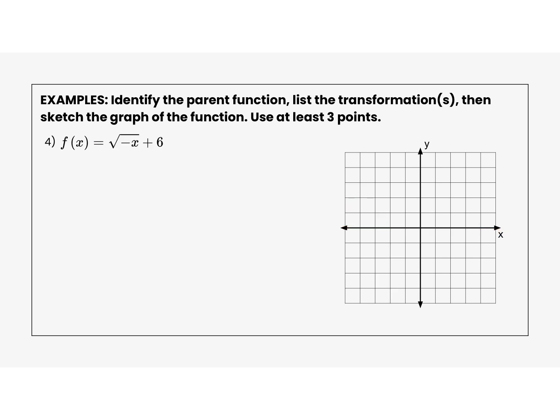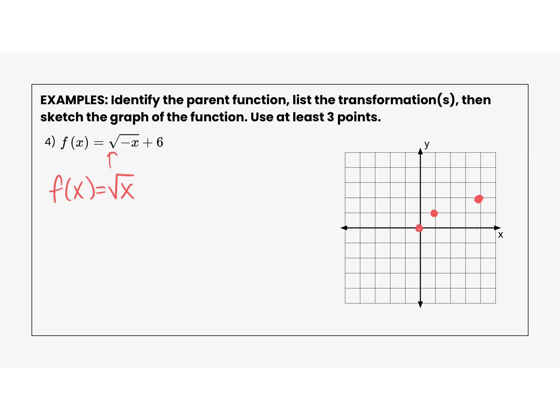Okay, so what would one look like in this case? We have a negative x inside the function. So first, we identify the parent function. We see this square root. So the parent function is just the square root of x. The 3 points that I'm looking at are 0, 0, 1, 1, and 4, 2. Again, those are my parent function points. So I'm going to take each of those.